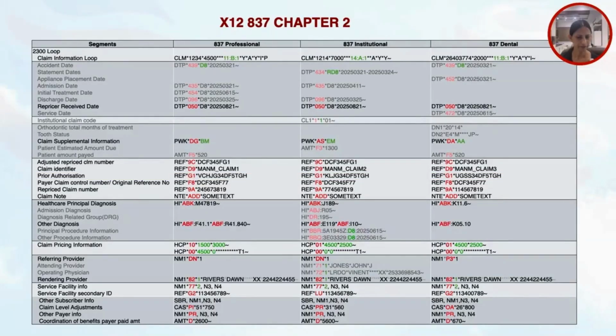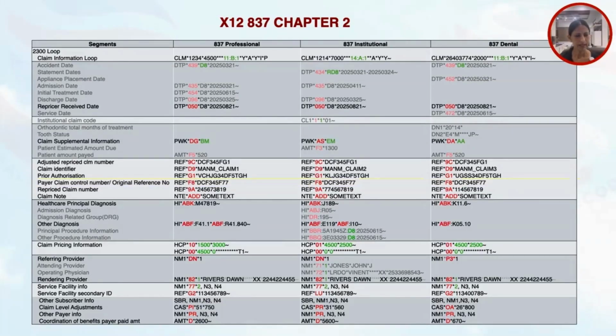Then REF with F8 qualifier, REF F8, is the payer claim control number, also called the original reference number. This is usually used when the CLM05-03 indicates a replacement or void to a previously submitted claim. We just talked about that where we were talking about CLM05-03. If it's for cancellation or any replacement, the original claim number is shared in the REF F8 segment.